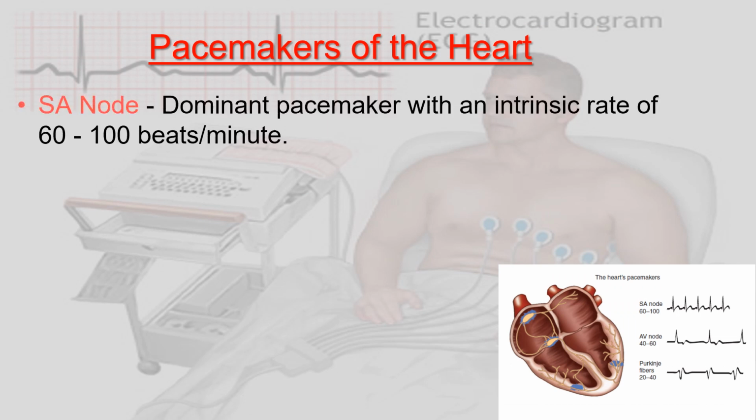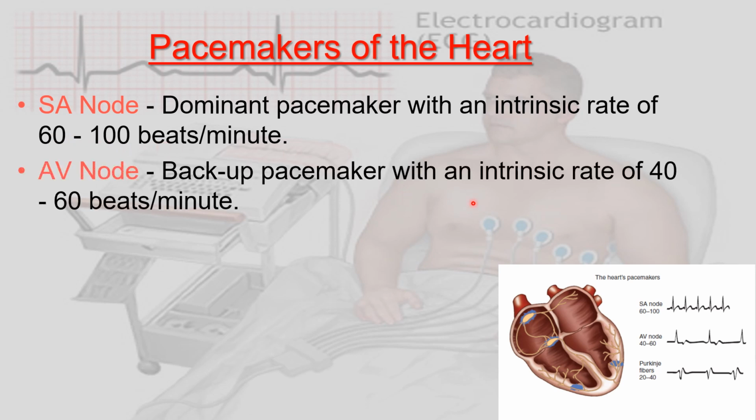So as we said, the main or dominant pacemaker of the heart is the SA node. It has an intrinsic rate between 60 to 100 beats per minute. This is without stimulation. I mean, without nerves, sympathetic or parasympathetic, or medication or anything. The SA node itself, without being connected to anything, has an intrinsic rate of 60 to 100 per minute.